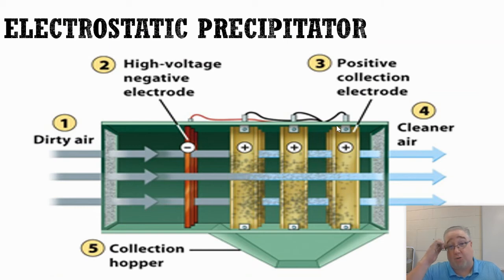This is called an electrostatic precipitator. This one's a little bit fancier, it's probably a little bit more expensive. But again, take a look here. We have our dirty air, filled with particulates coming through.